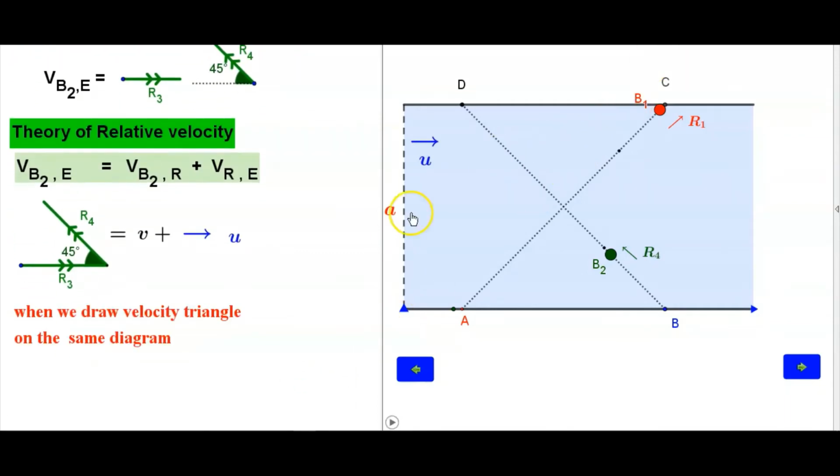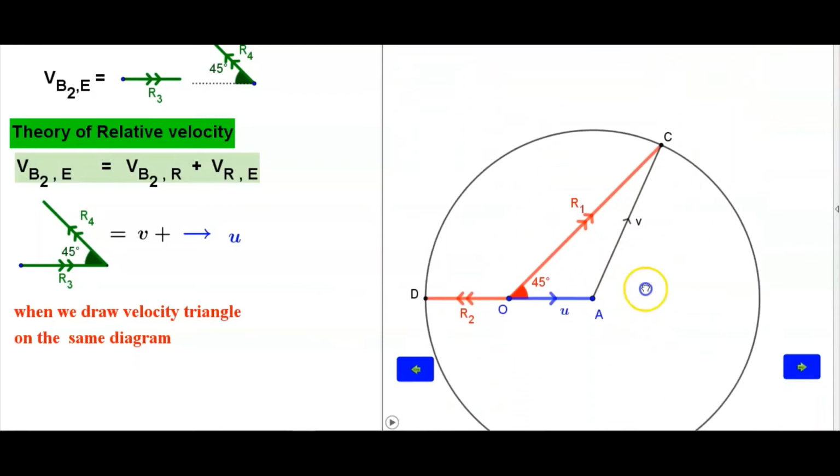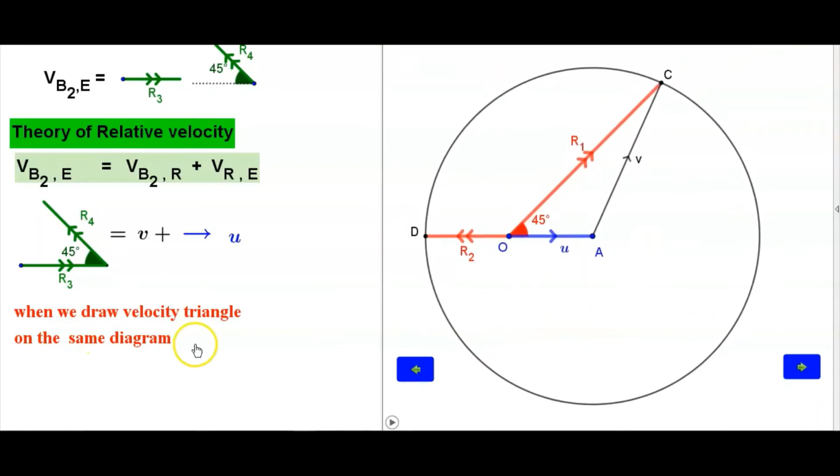So here also we can draw a velocity triangle, but we want to draw it in the same previous diagram. In this diagram, we want to draw the velocity triangles. Here also two velocity triangles are possible. We have two resultants, R3 and R4. Therefore, for the boat B2, we can draw two velocity triangles.